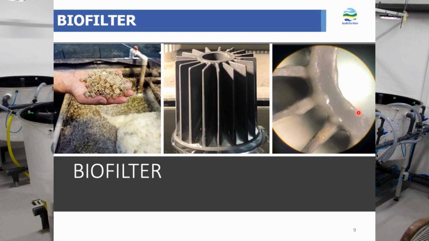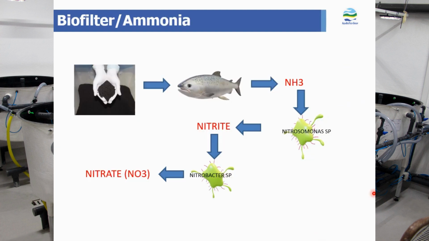But before, take a look at this surface. This is a biomedia looking under the microscope at 5 times, and these slimy things that you see on the surface are bacteria colonies. The nitrogen present in ammonia mostly comes from the protein in fish feed. So the ammonia excretion will increase after feeding.